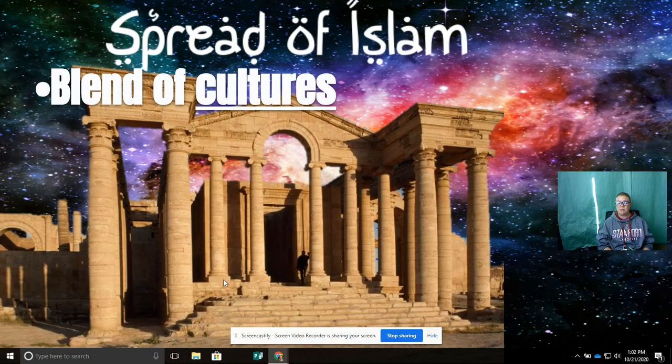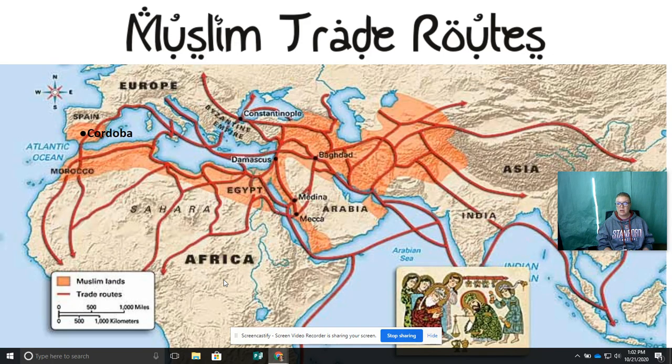The spread of Islam is really about the blend of cultures. As you saw in the map, many different countries are all being connected by these trade routes. Everything that you see in this orange color is Arabia. So this is all of the Muslim lands. The Muslim lands spread quite far. So even though Arabia is actually the name of this piece of land, the culture of Arabia and the Muslim culture and the Islam religion spread this far.